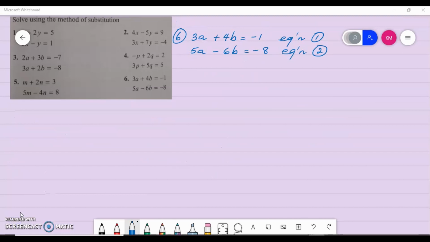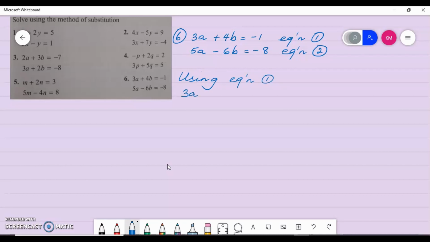So my final question, number 6. 3a plus 4b equals negative 1, and 5a take away 6b equals negative 8. My first step, I label my equations, equation 1, equation 2. Then I choose an equation. I make either a or b the subject of my equation. So I'm going to use equation 1.